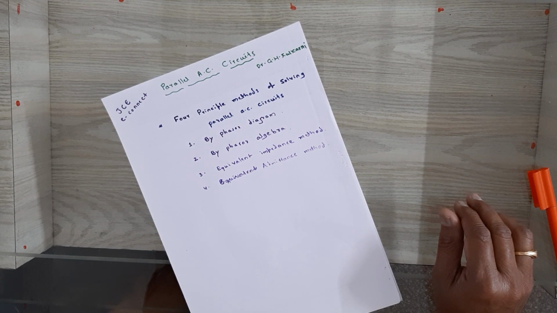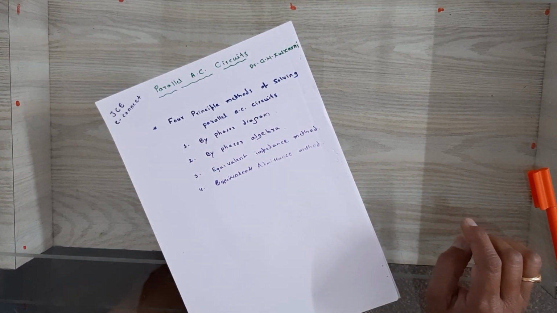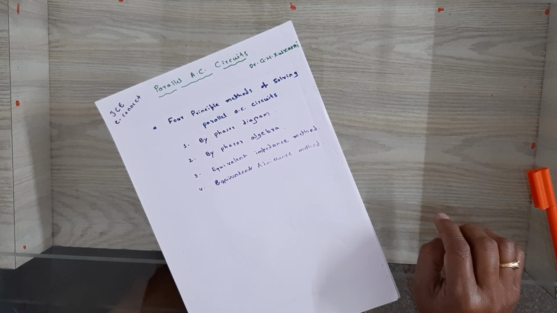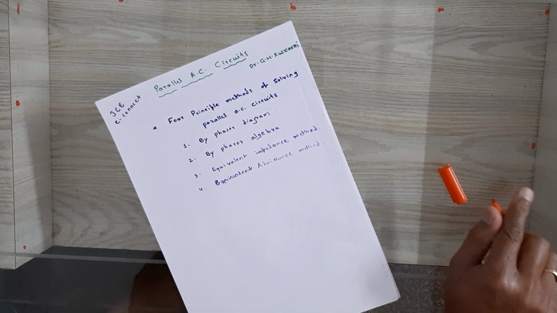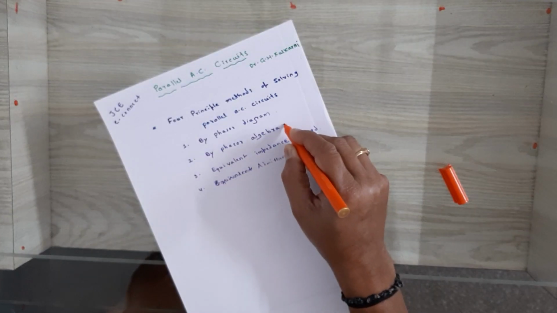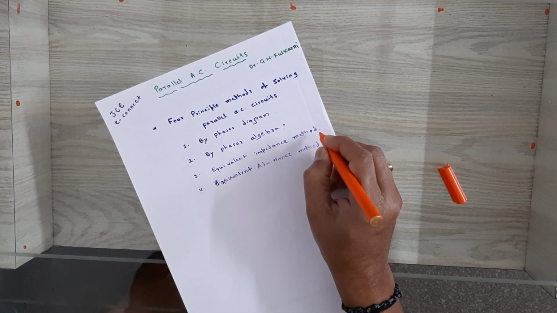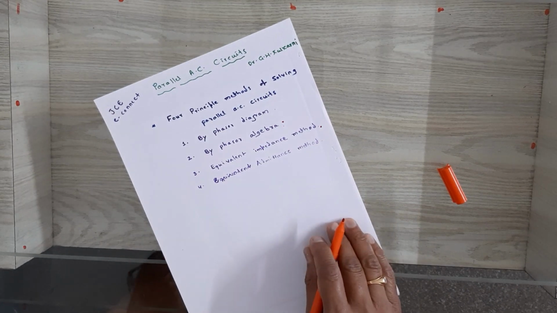There are four principal methods of solving the parallel AC circuit, namely phasor diagram, phasor algebra, equivalent impedance method, and admittance method. We only have to do any two. We will take up phasor algebra, which we studied in the last class, and also how to get the solution using the equivalent impedance method.